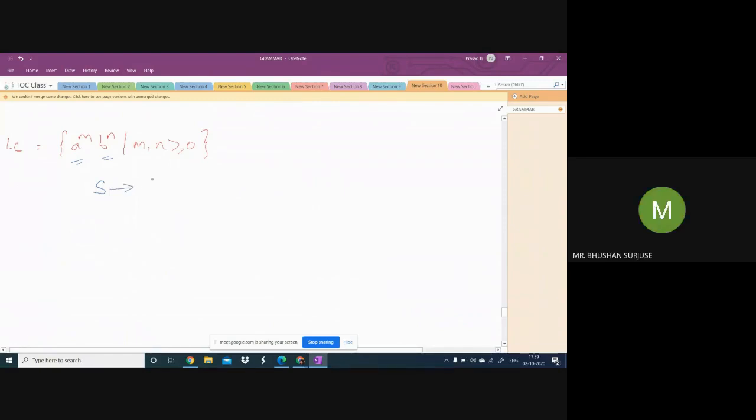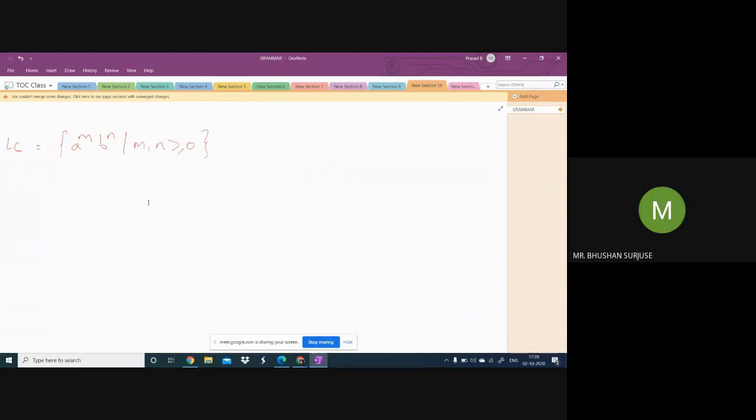Sir, but when the value of m is zero, then a to the power 0 means epsilon into b, then b. Only b's can be there. Only a's can be there. If m is 0, then only b's. If n is 0, then only a's. Or any number of a's followed by any number of b's.